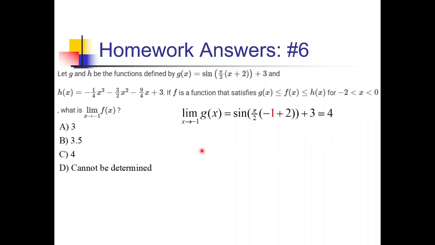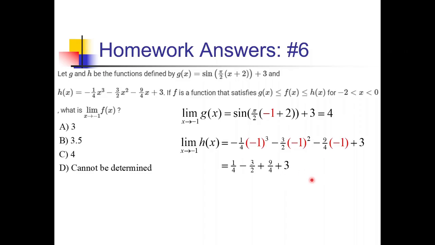Next, let's take the limit as x approaches -1 of the h function. And this one's going to be a little bit more tedious. So we're plugging -1 in for all those x's there. We've got a little bit of crunching to do. We'll do it in a few stages since we can't use a calculator on this. So first, let's do the exponents. We've got -1 to the third, which is -1, times -1/4 is +1/4. Next up, -1 squared is just 1, so we don't need to worry about that. So this is just -3/2. Then this will be +9/4 and then a +3.